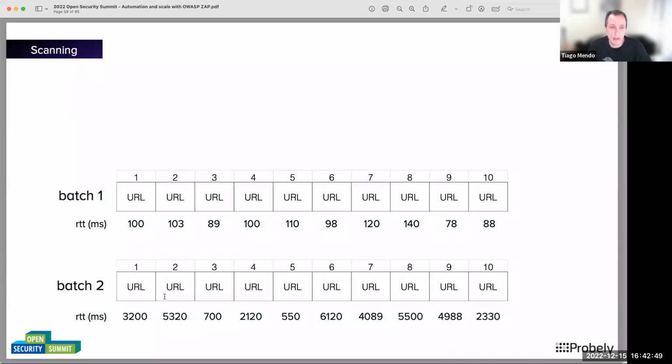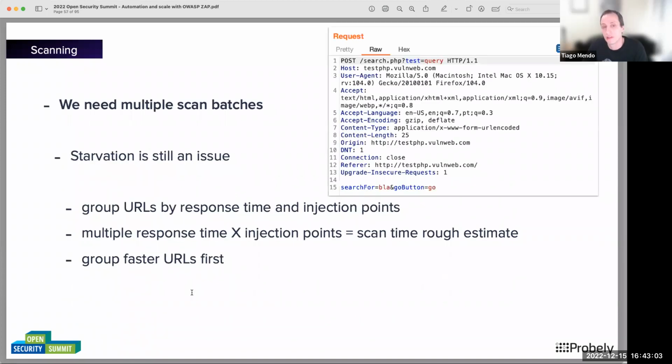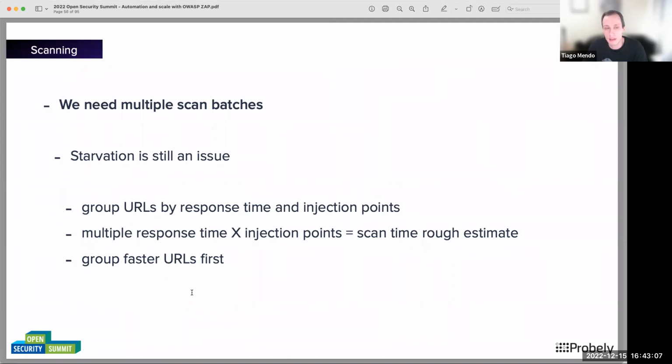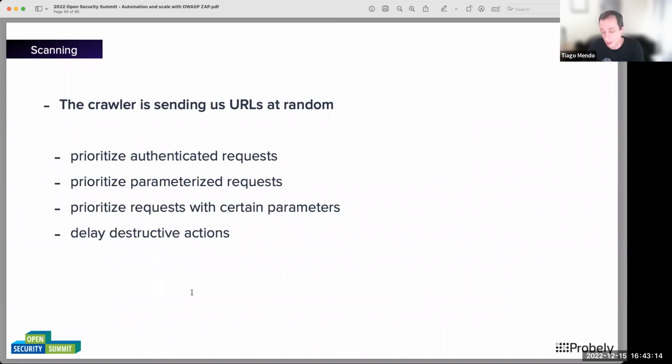And basically this means, in theory or ideally, all the URLs will take more or less the same time. So we'll always have the 10 threads running. This is something that made a huge difference in the scan time when we stopped scanning URLs in the order we got them and started grouping them with these characteristics.